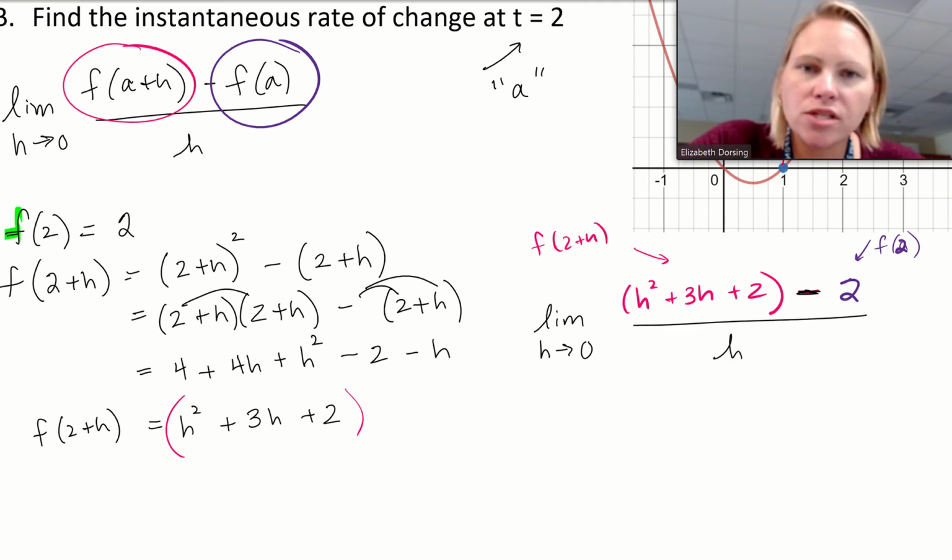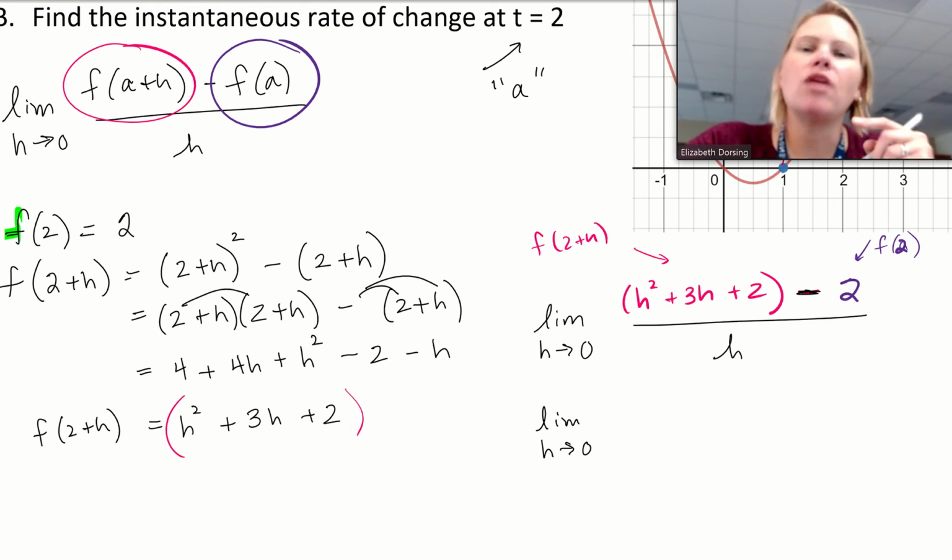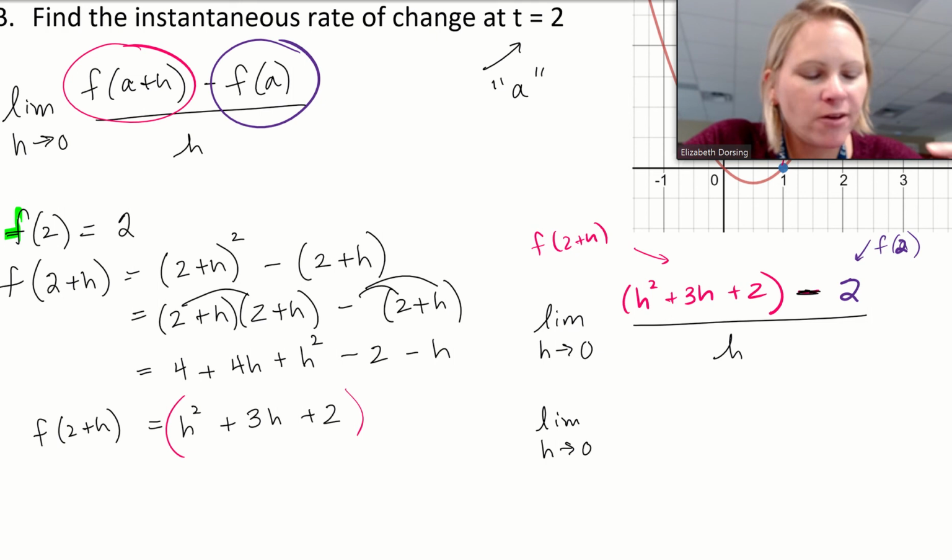Now I'm going to do some more simplifying. And as I do this, I have to include my limit notation. The only time I'm allowed to drop my limit notation is at the very end when I've substituted in the 0 for the h. Once I replace h with the number that it's approaching, then I can drop my limit notation.